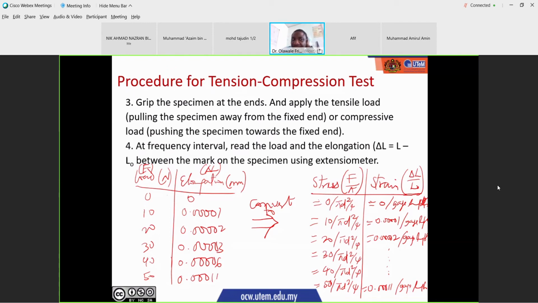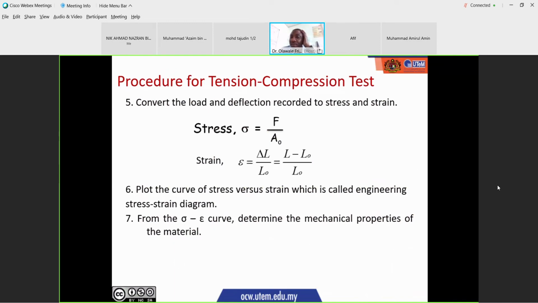Okay. So like I said, you convert your load and deflection to stress and strain. That is the next thing. Then after converting, you plot the curve of your stress versus strain, with stress on the vertical axis and strain on the horizontal axis. So you have your graph like this. Then from this graph you can determine the mechanical properties of your material. We'll be looking at one or two examples, and with that you'll understand better.